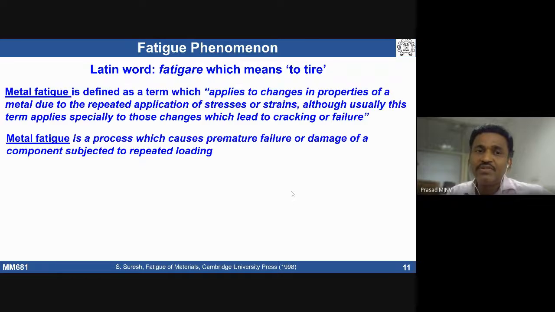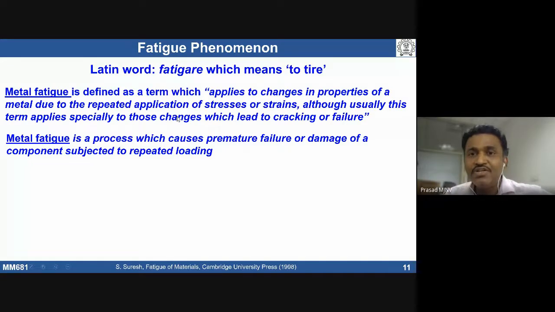The textbook definition of metal fatigue applies to changes in properties of a metal due to the repeated application of stresses or strains, which should lead to cracking or failure of the material. This is the actual textbook definition. In a simple sense, metal fatigue can cause premature failure or damage of a component subjected to repeated loading.